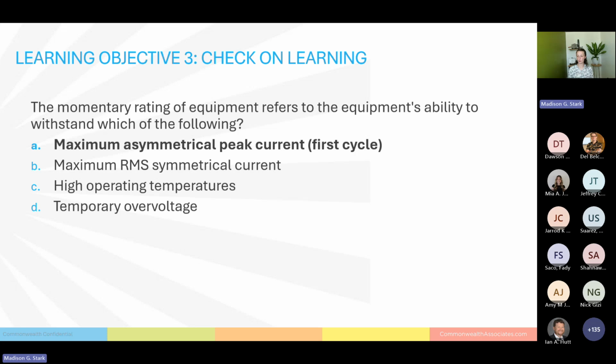For high operating temperatures, that's a completely different conversation. Could relate back to thermal withstand, but it's really a different conversation. And then temporary overvoltage is actually kind of the opposite of what we're looking at here, where short circuit faults cause voltage drops. So we don't have to worry about that right now.